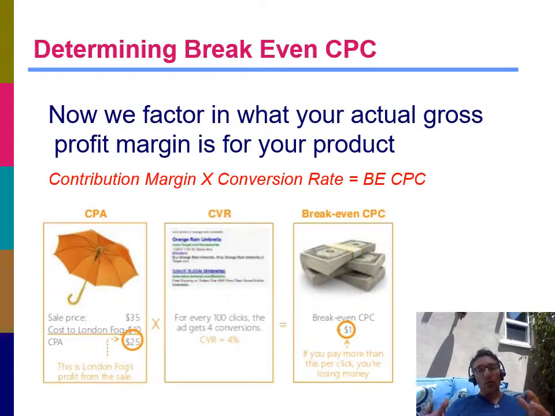Why is this important? Well, you've seen from our prior scenarios that it's pretty easy to get into a negative spending zone, and you at least want to set up your ad parameters to not go beyond your break-even cost per click.